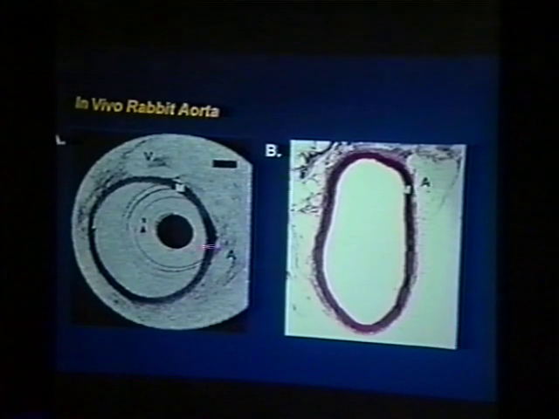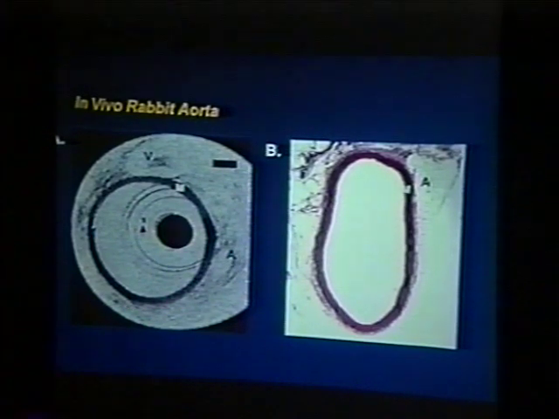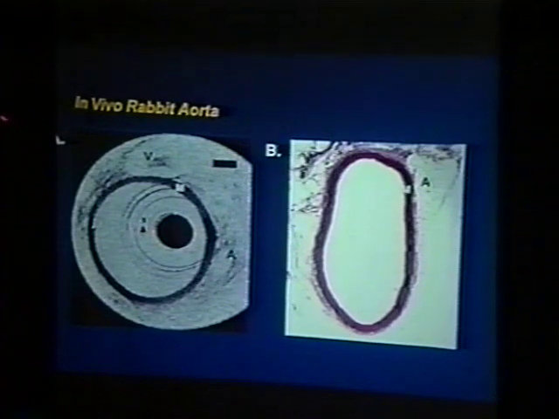One final comparison: ultrasound, OCT, histopathology. We're looking at a layer of smooth muscle proliferation identified within the wall, which cannot be identified in the IVUS image.